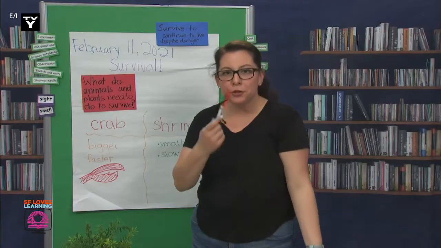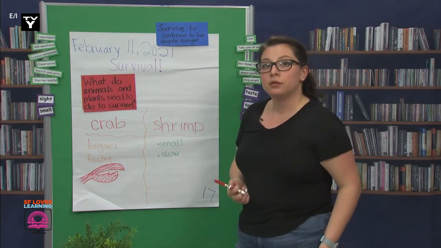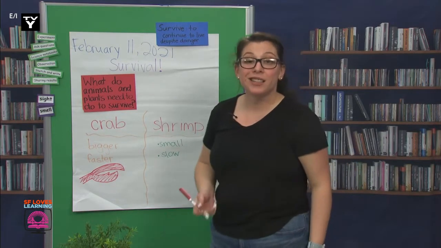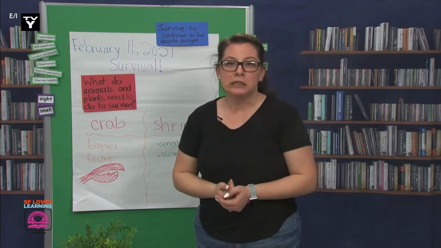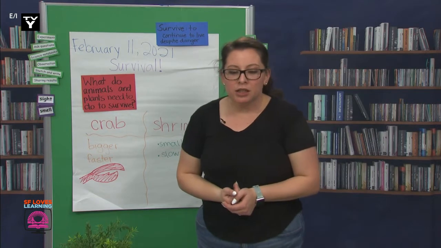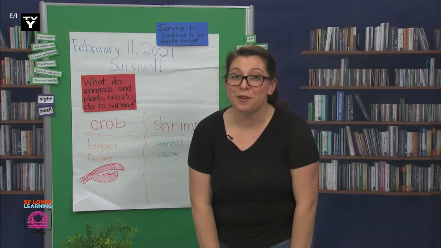Scientists, what do you notice about these two animals and what they did to survive? See, I noticed that too. The crab was great at defending itself, but the shrimp was not. I wonder why. It seems like we'll have to just keep wondering for now.